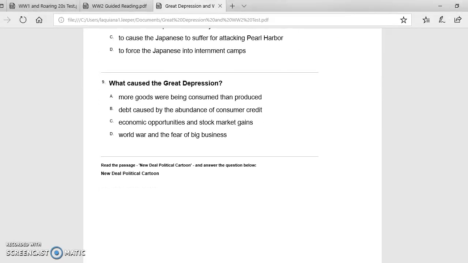Number 9, what caused the Great Depression? A, more goods were being consumed than produced. B, debt caused by the abundance of consumer credit. C, economic opportunities and stock market gains. D, World War and the fear of big business.